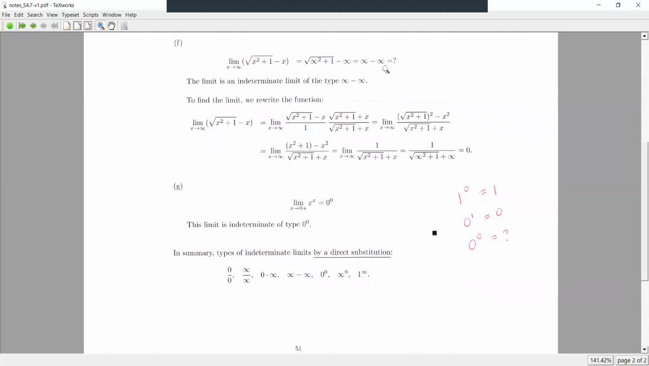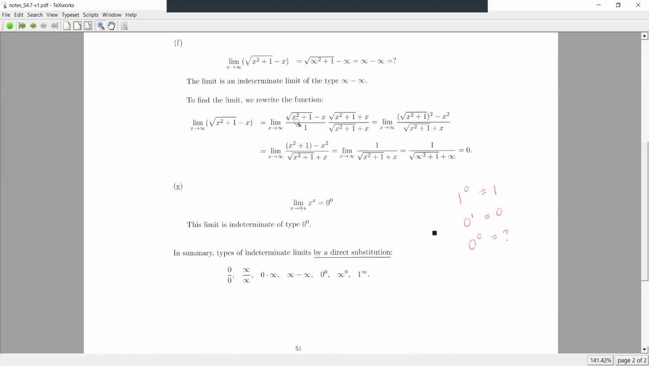I cannot tell what that is. So direct substitution fails again. This is a difficult limit, cannot be determined by direct substitution. The book calls this limit an indeterminate limit of the type infinity minus infinity. Now to find this limit, I rewrite the function. I use the algebraic conjugate.